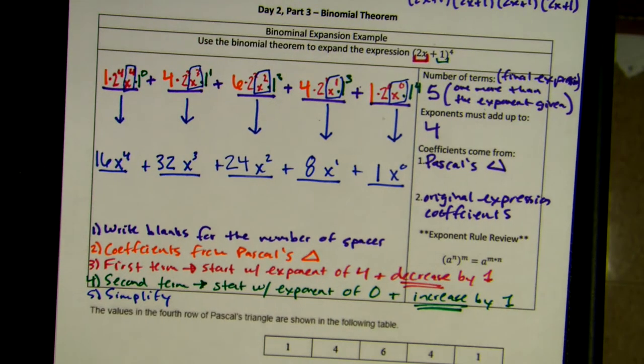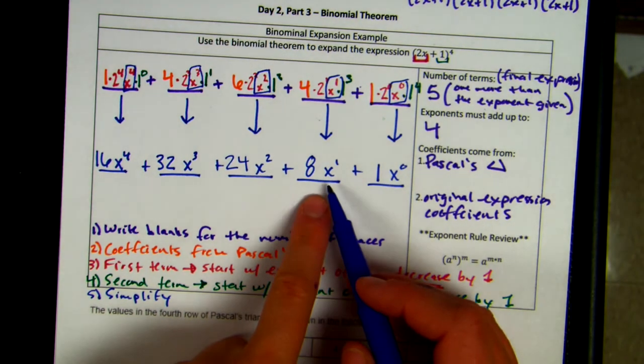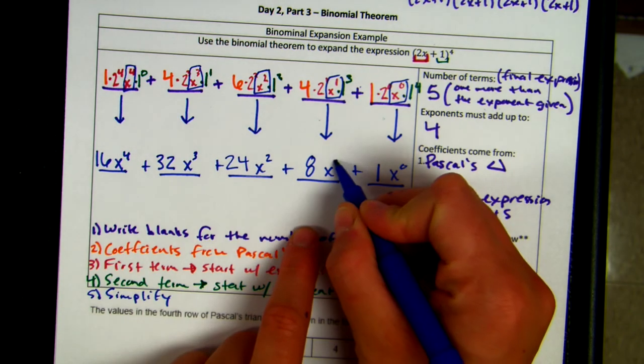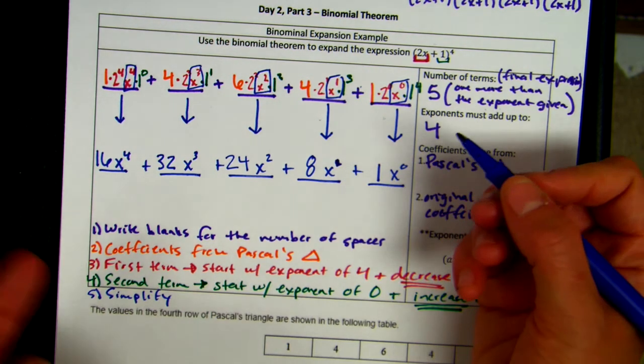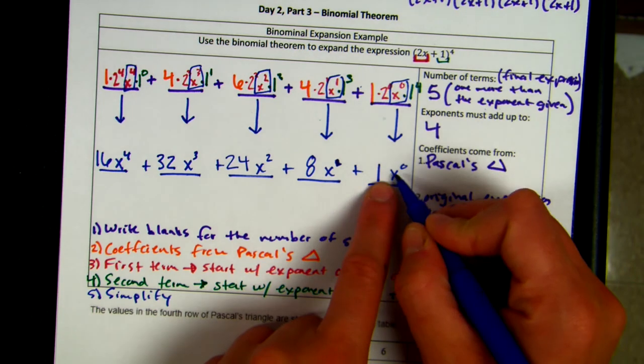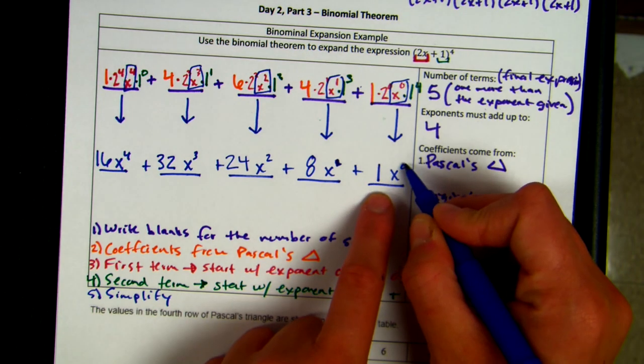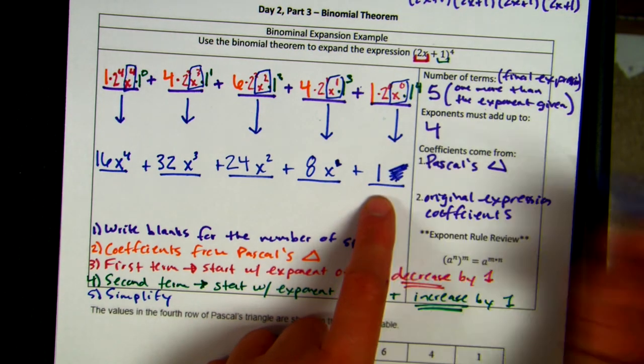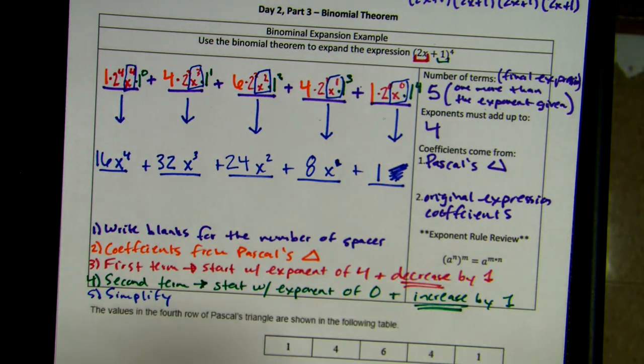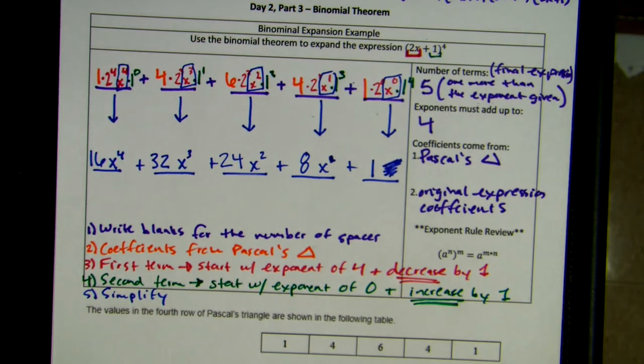Okay, and that is my final answer. I could clean this up a little bit. This doesn't need an exponent of 1 because x to the power of 1 is just x. This x to the power of 0, anything to the power of 0 is 1, so I can eliminate that as well. Okay, but it is equally as correct if you leave this as x to the power of 1.